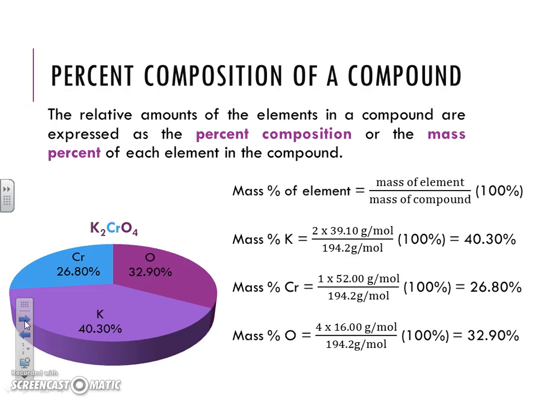So here's what that looks like. We would say that the mass percent of an element is the mass of the element divided by the mass of the compound multiplied by 100. And so to calculate a mass percent, you would need to know the mass of the element and also the mass of the compound. The mass of the element, of course, can be found on the periodic table, and the mass of the compound could also be calculated by finding the molar mass from the periodic table.